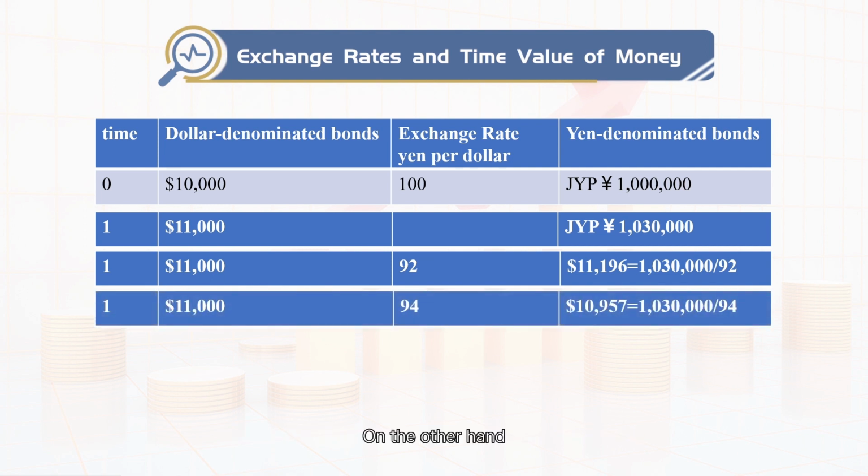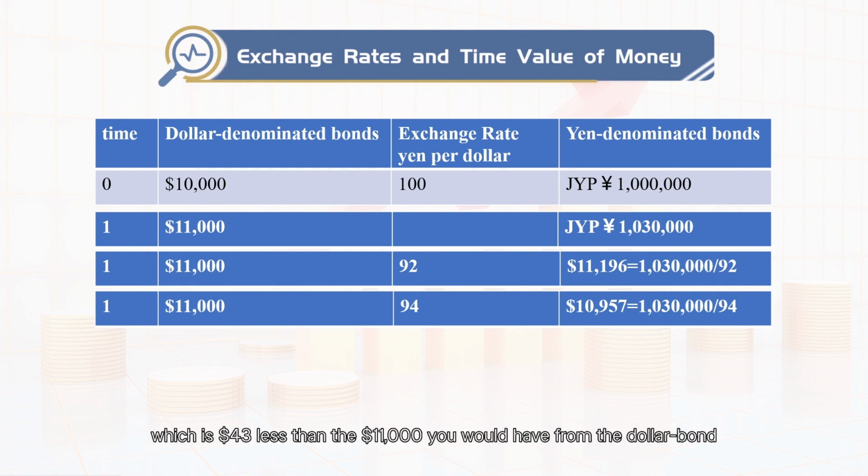On the other hand, if the exchange rate a year from now will be 94 yen per dollar, the yen bond will have a dollar value of $10,957. That is 1,030,000 over 94, which is $43 less than the $11,000 you would have from the dollar bond.